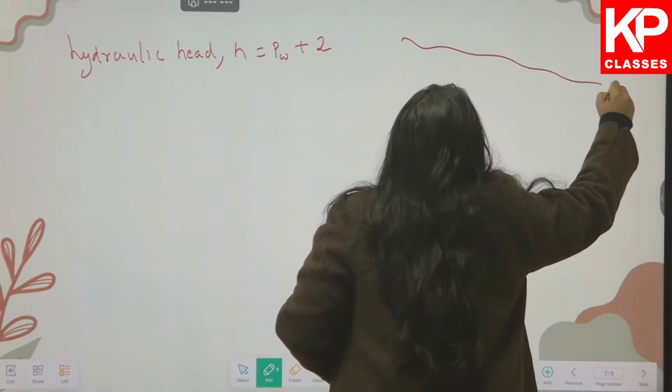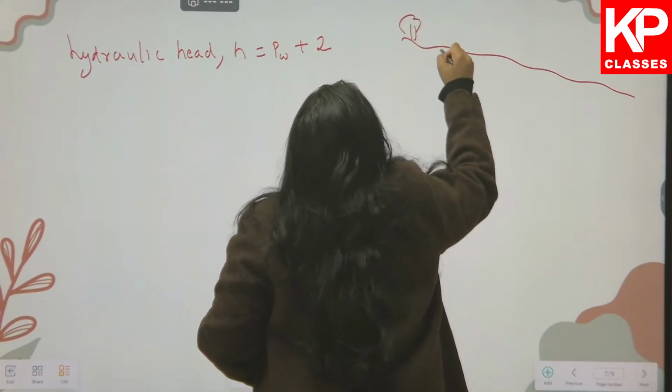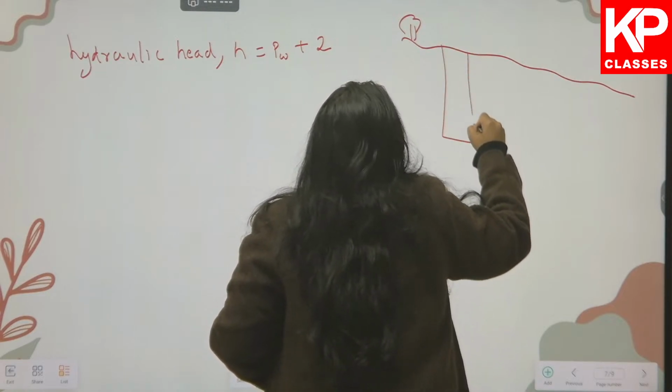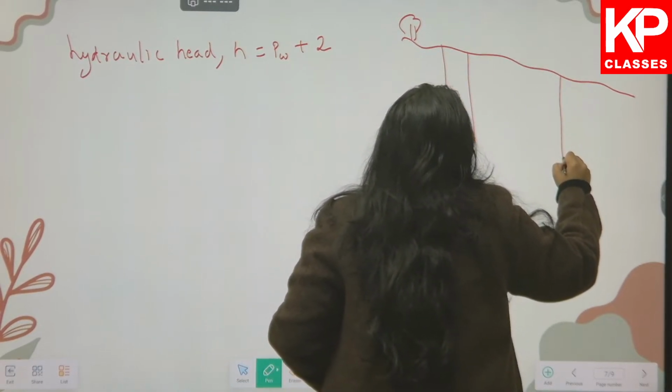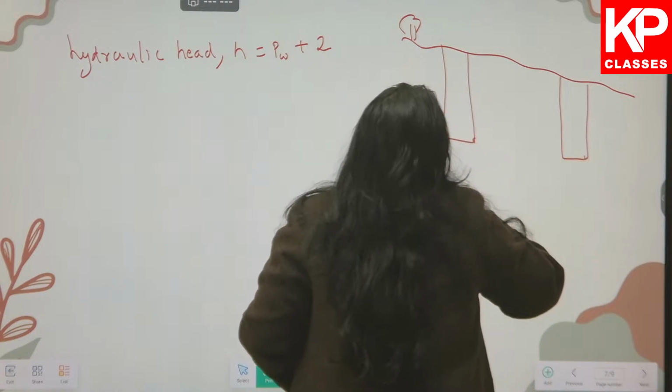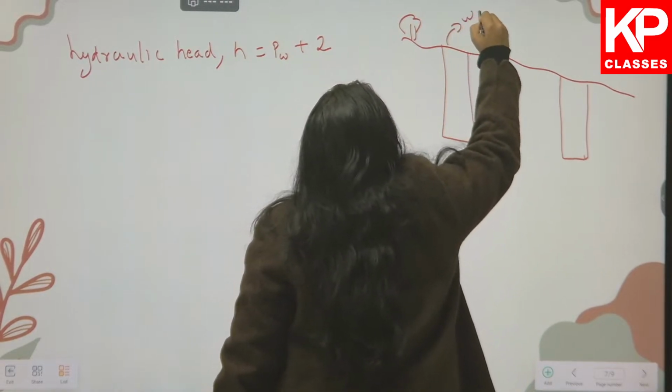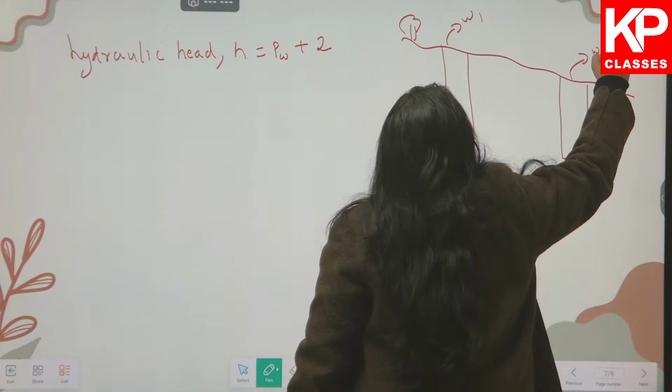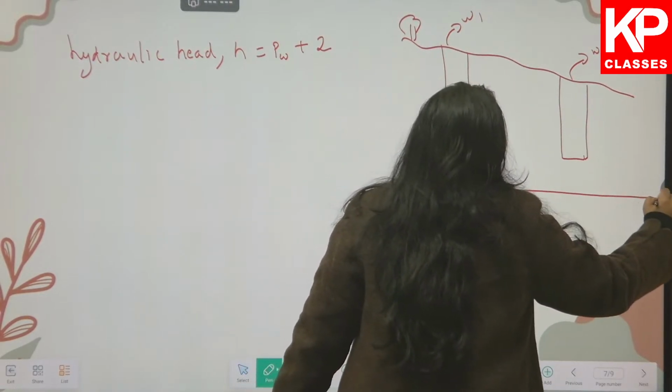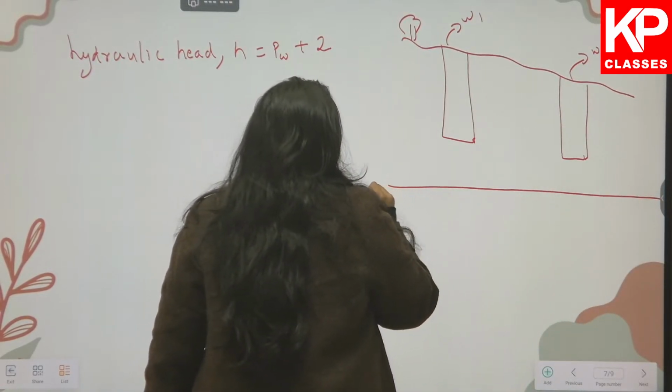For example, if this is the surface and there is one well at this particular location and another well over here at a different location, this is well number 1, this is well number 2, and this is the datum plane over here.